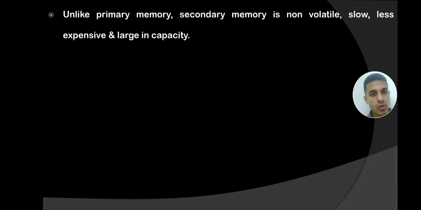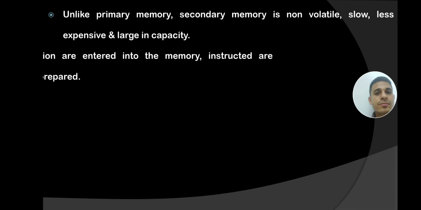In primary memory you can store up to 8 GB, or a maximum of 16 GB or 32 GB, but a hard disk contains 1 terabyte, 2 terabytes. That much information you can store inside the hard disk. So storage capacity is also more. Expense wise, secondary memory is less expensive, but the speed is slow compared to primary memory. This difference is there when we are working with primary memory or secondary memory, right?